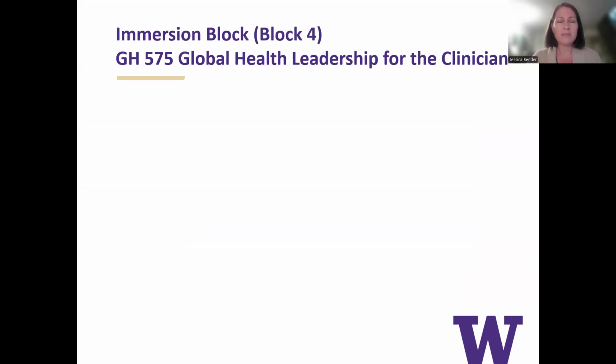Well, let's talk about the immersion block, which is block 4. We just finished this month together. During this immersion block in the Global Health Pathway, you will take the Department of Global Health graduate course, Global Health 575, called Global Health Leadership for the Clinician. I teach this course along with Dr. Colette Abbott, who was the pathway director before me, and it's a really fantastic month.